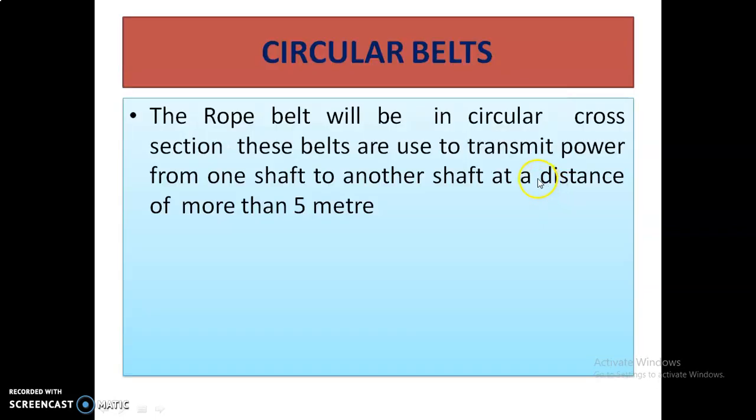Okay. Next, circular belts. The rope belts or circular belts both are the same. The rope belt will be in circular cross section. These belts are used to transmit power from one shaft to another shaft at a distance of more than 5 meters. In between 5 to 10 meters we generally use flat belts. Less than 2 meters we generally use V belts. But circular belts are used for more than 5 meters distance. More than 5 meters distance means one shaft to another shaft distance should be more than 5 meters.